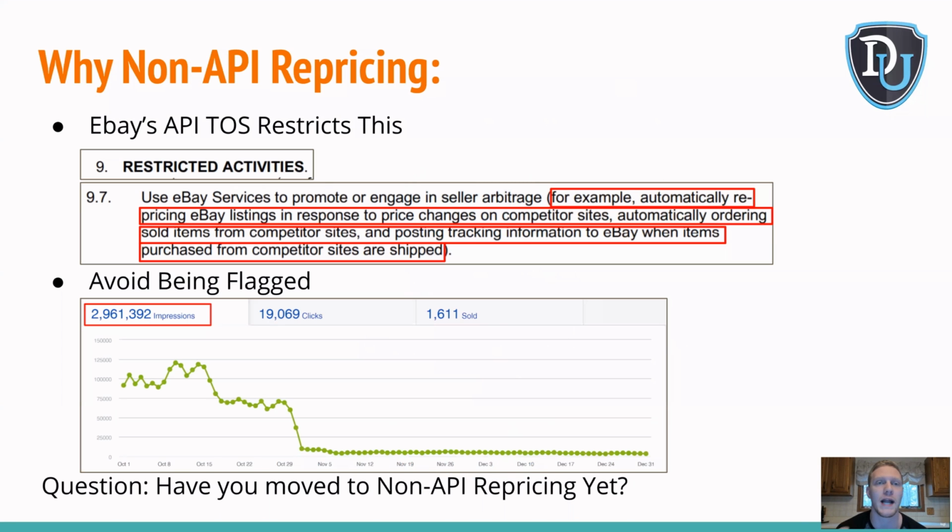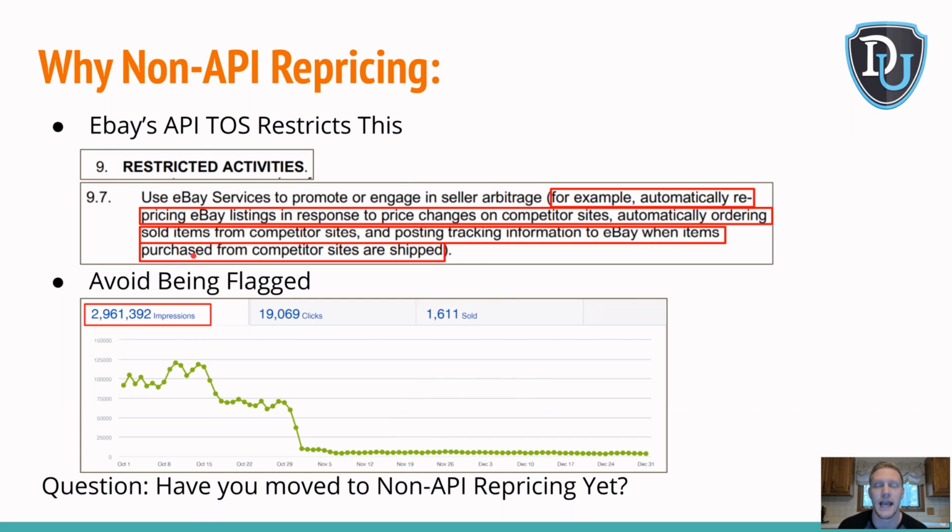So here we are. Why non-API repricing? First off, if you go into eBay's API terms of service, it restricts this. If you look at Section 9, restricted activities, 9.7 says, use eBay services to promote or engage in seller arbitrage. For example, automatically repricing eBay listings in response to price changes on competitor sites, automatically ordering sold items from competitor sites, and posting tracking information to eBay when items purchased from competitor sites are shipped.